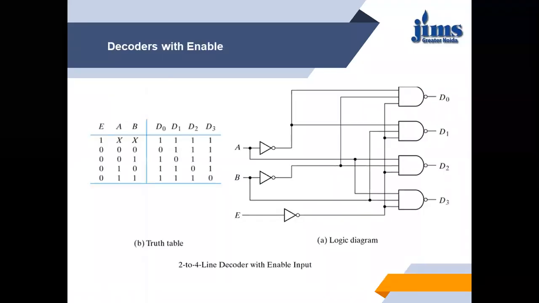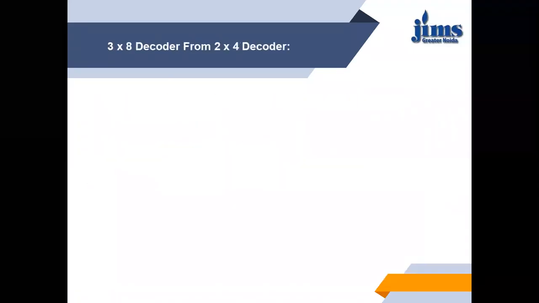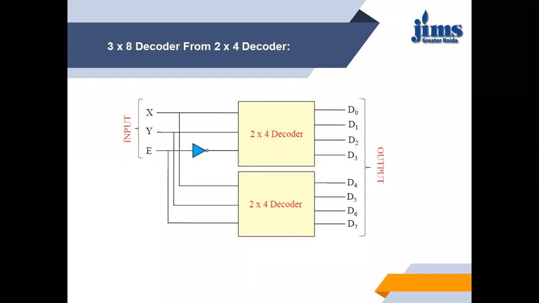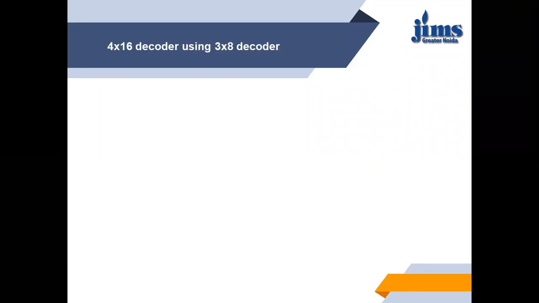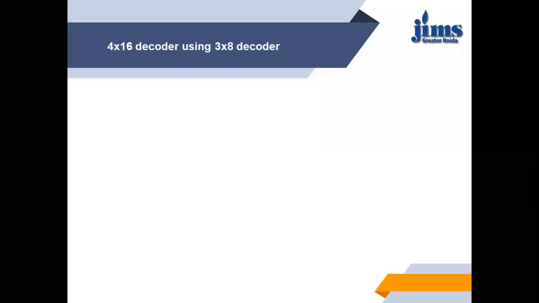So this is the way a lower order decoder can be used to construct a higher order decoder. You can take another example and try it: we have to design a 4:16 decoder with the help of 3:8 decoders. You can try to construct it. First, find out the number of decoders. So the number of decoders will be 16 by 8, that is 2.